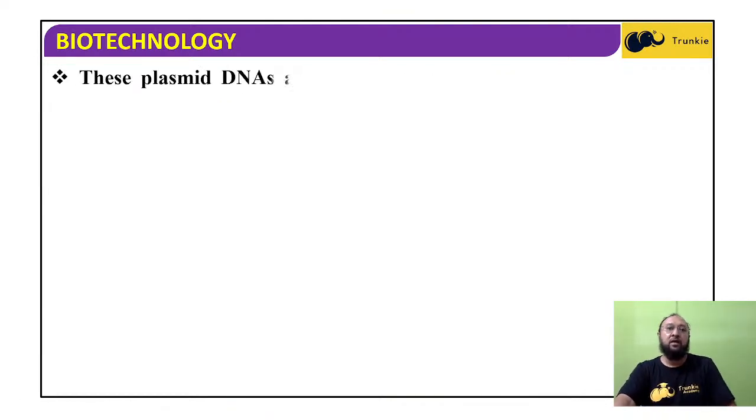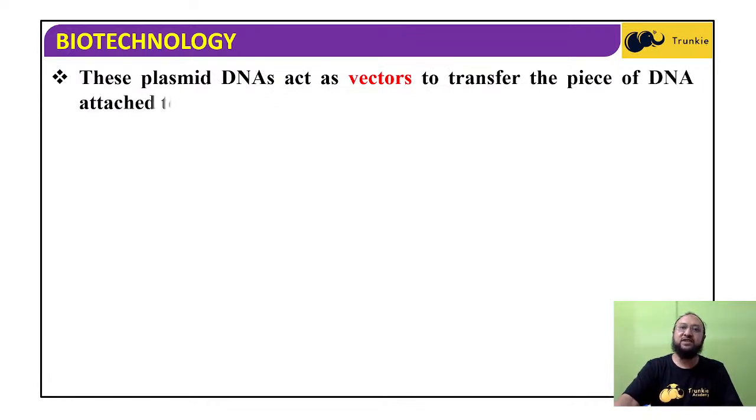Now this plasmid DNA acts as a vector to transfer the piece of DNA attached to it. So plasmid DNA is regarded as a vector, because it is involved in the transfer of the DNA of interest. So we consider this a vector.